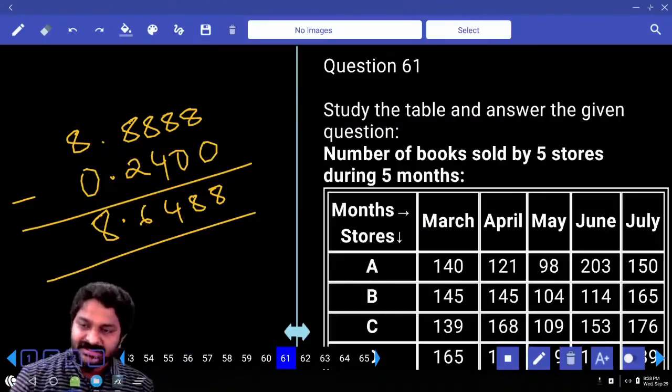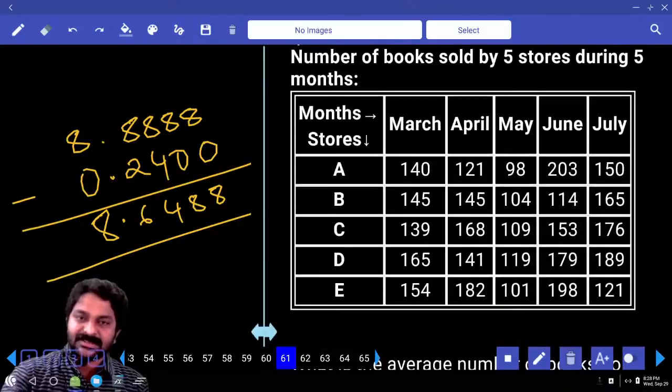Yes, number series, reasoning sir will take care. Come on, let's start question number 61 onwards.